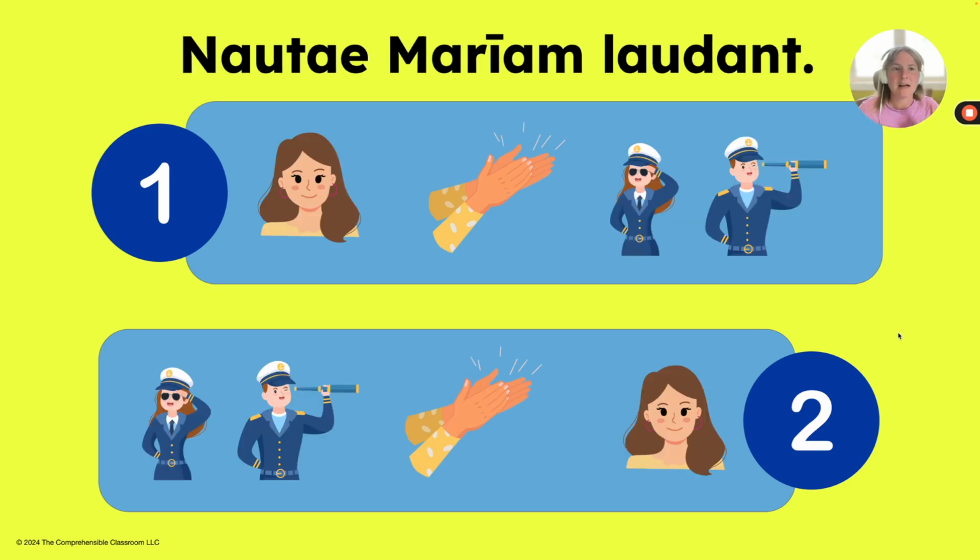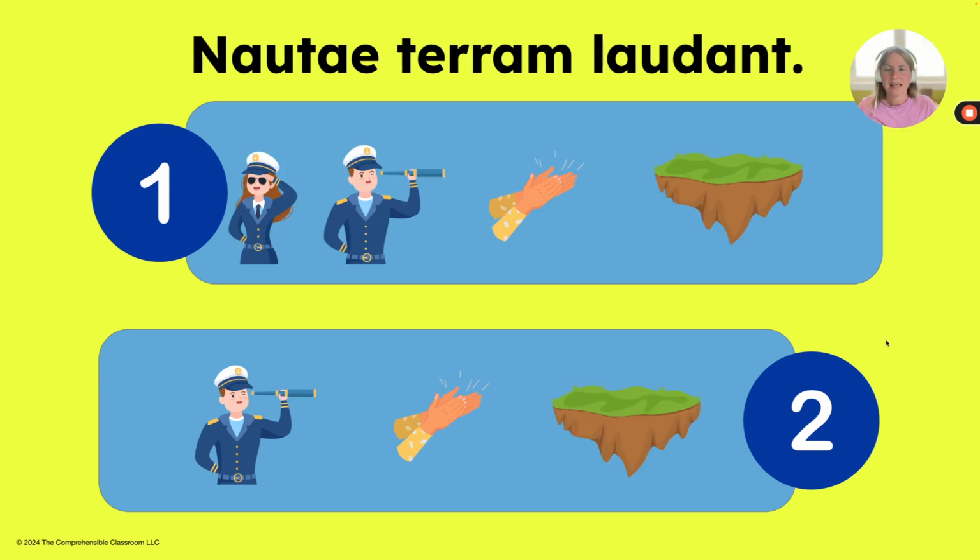Nautai Mariam laudant. Who's the one doing the praising? Nautai, number 2, Nautai Mariam laudant. We know that Maria is not the subject. She's not the one doing the action because it's got the M on the end. So it's number 2.